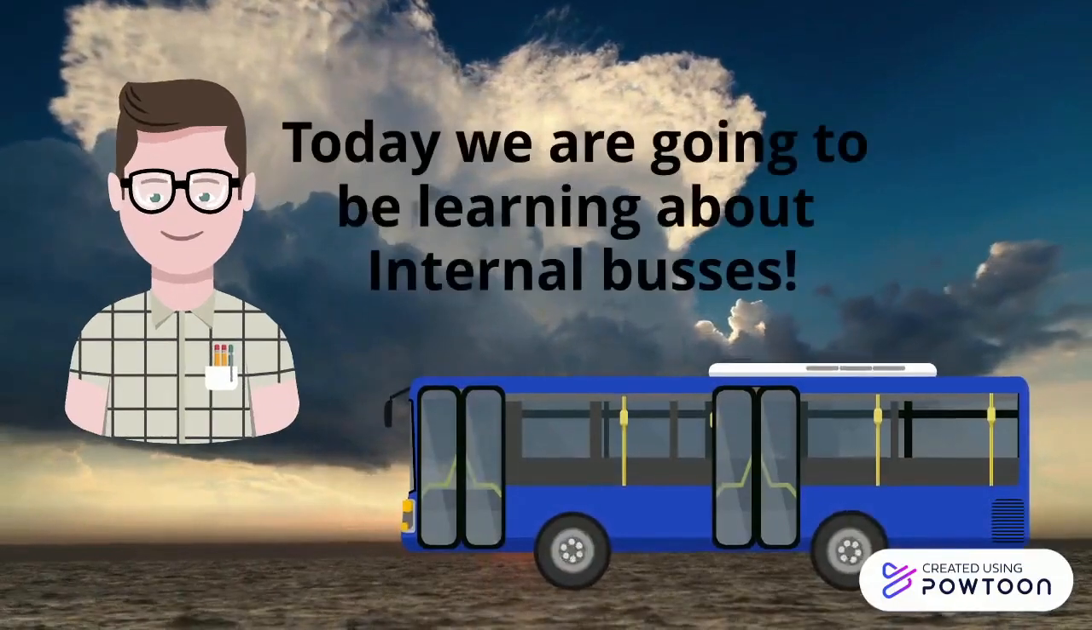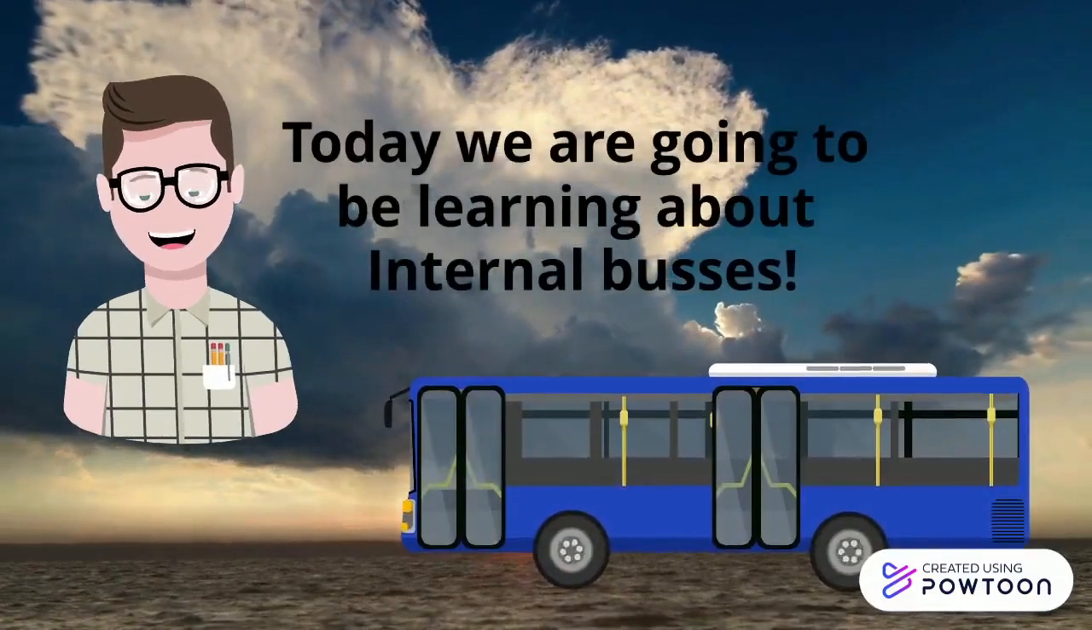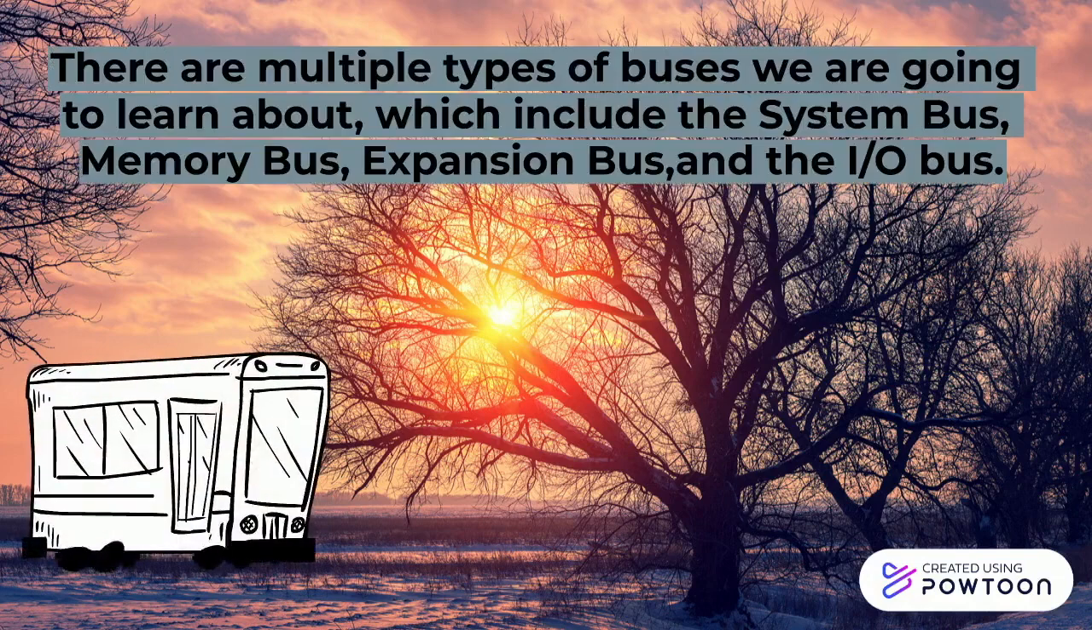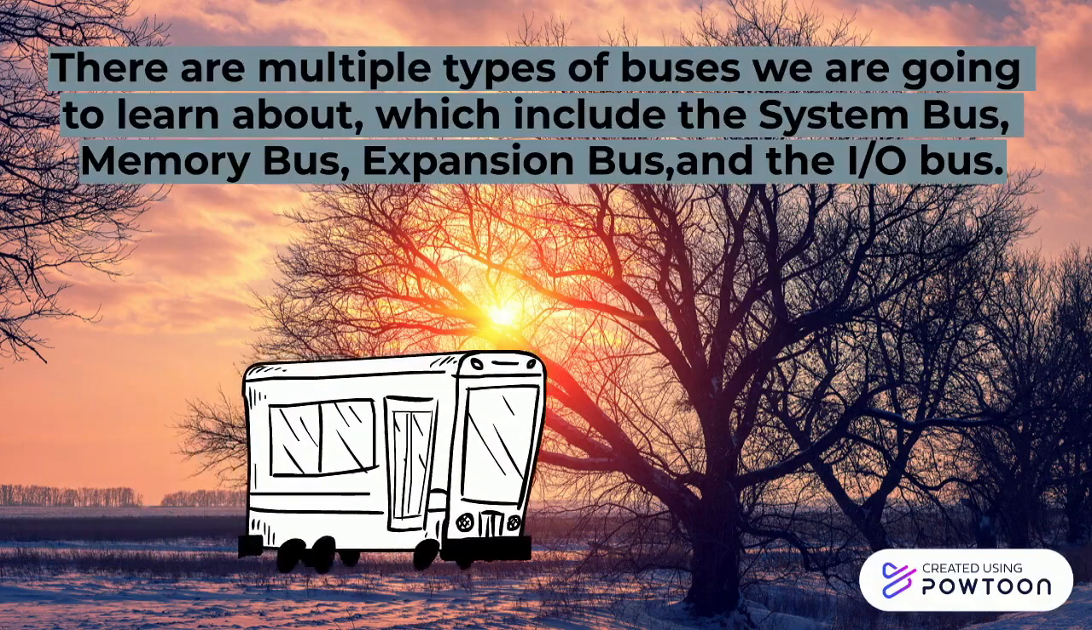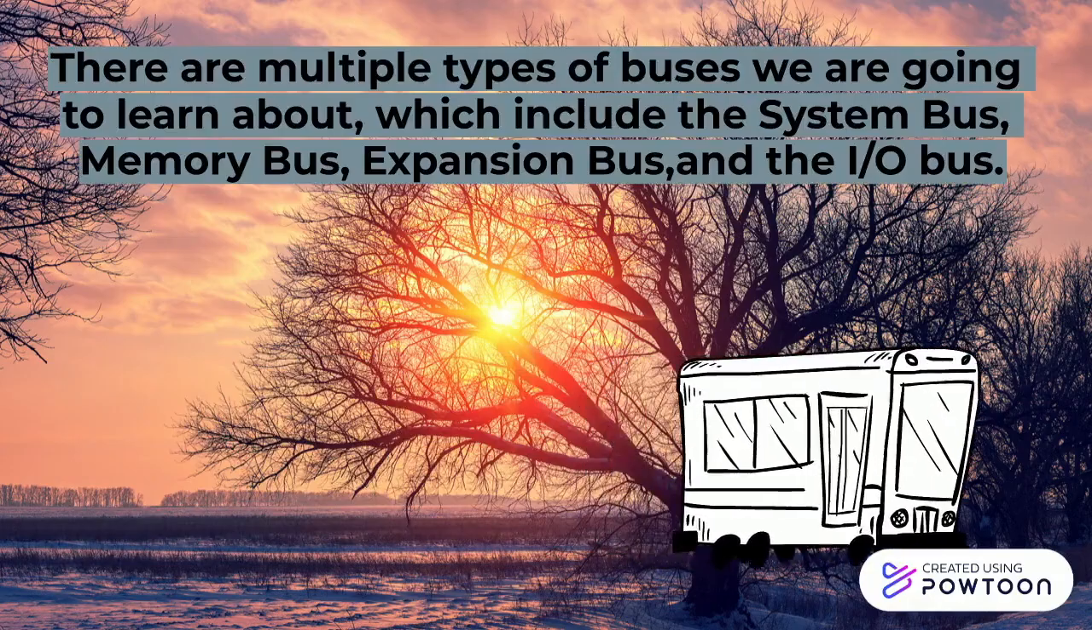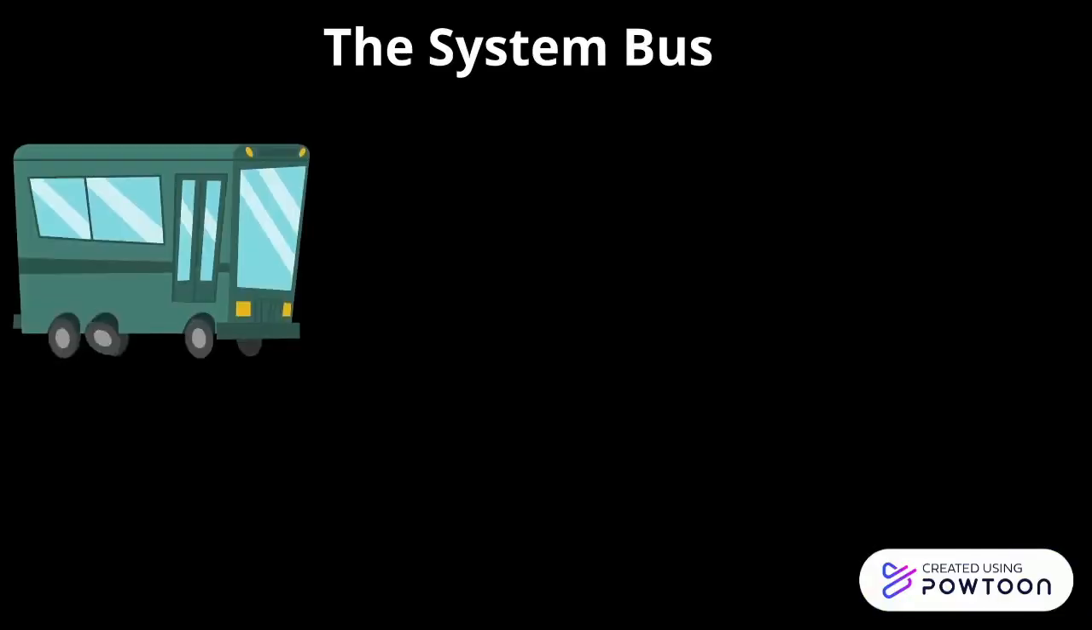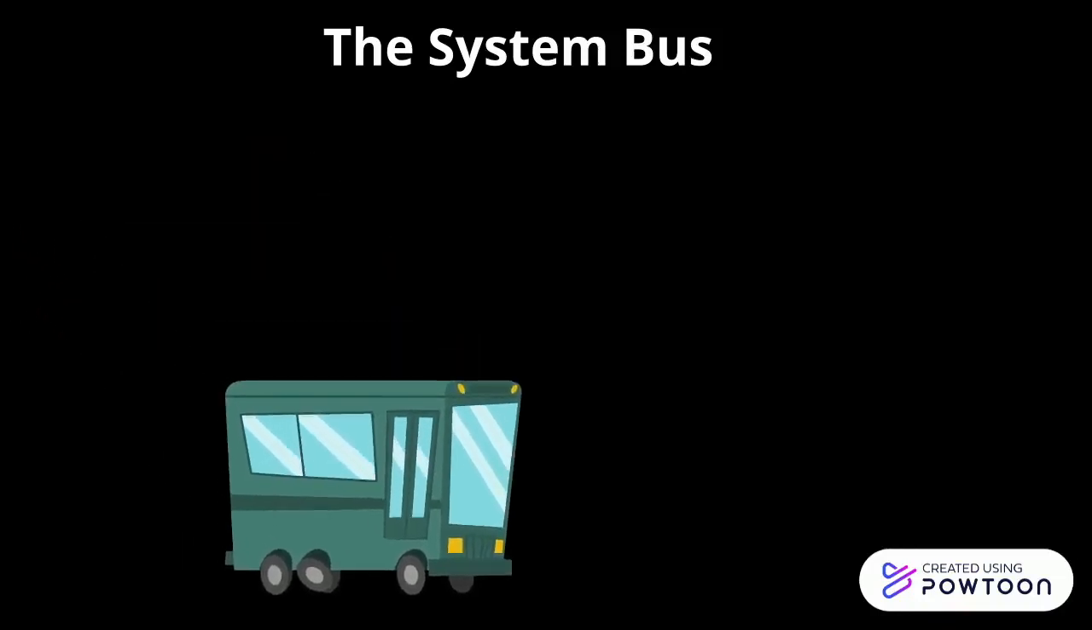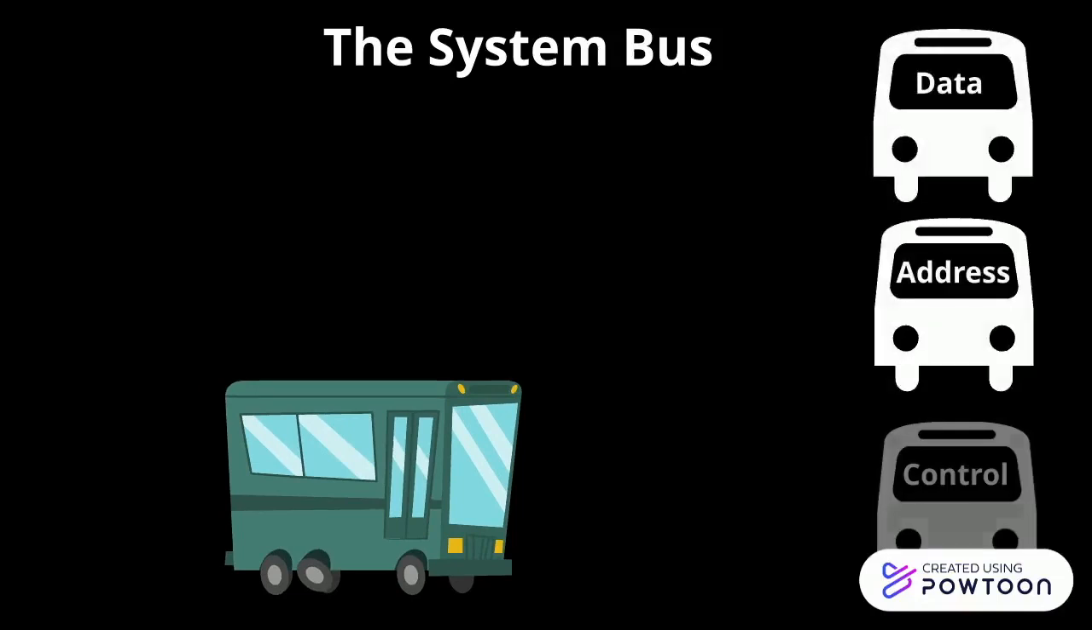In today's TED Ed, we're going to be learning about internal buses. There are multiple types of buses we are going to be learning about, which include the system bus, memory bus, expansion bus, and the I/O bus. To start off, we have the system bus, which is the primary bus in a computer system and is responsible for connecting the CPU to the memory subsystem and other vital components, such as the DMA, the direct memory access controller, or the interrupt controller.